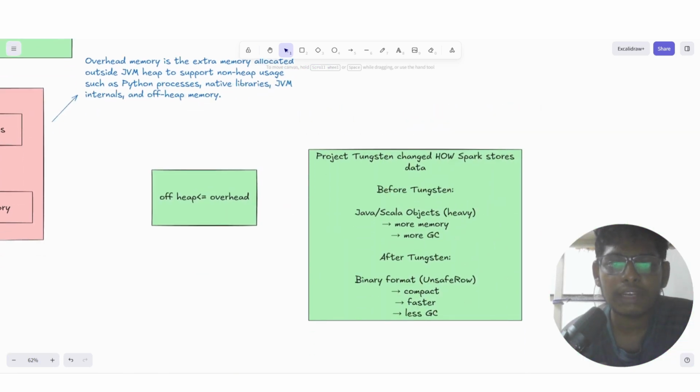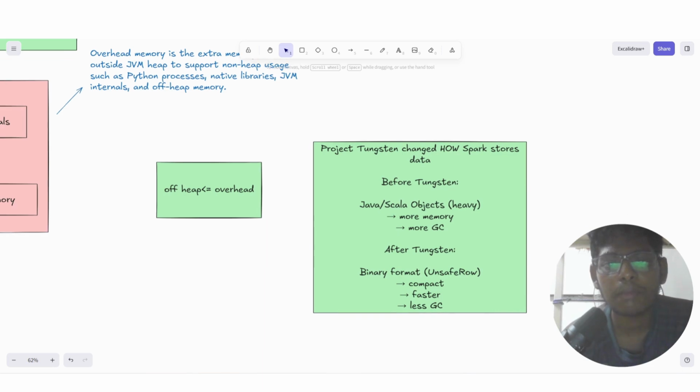What is meant by Tungsten? Tungsten changes how Spark stores data. Before Tungsten, Java and Scala objects were created, which were heavy and used more memory, and the garbage collector often needed to run to clear them. But the binary format, the unsafe row format, is very compact, faster, and needs less garbage collection.